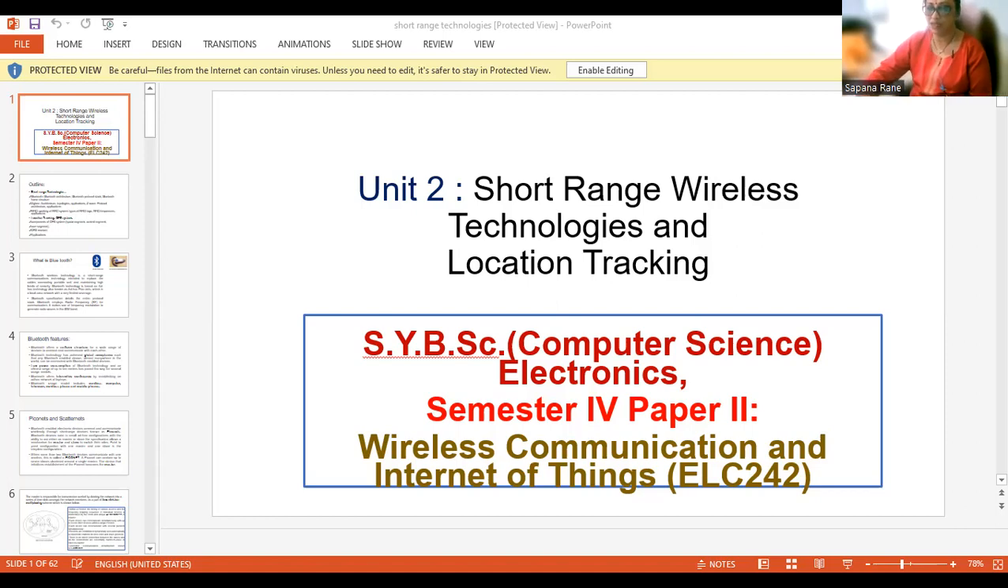It is a wireless communication, a short range communication, intended to replace the cables. It is used to form ad hoc networks, and it makes use of the 2.4 gigahertz frequency, which is a free ISM band frequency. So this you should know about Bluetooth. Now there are some features of Bluetooth.